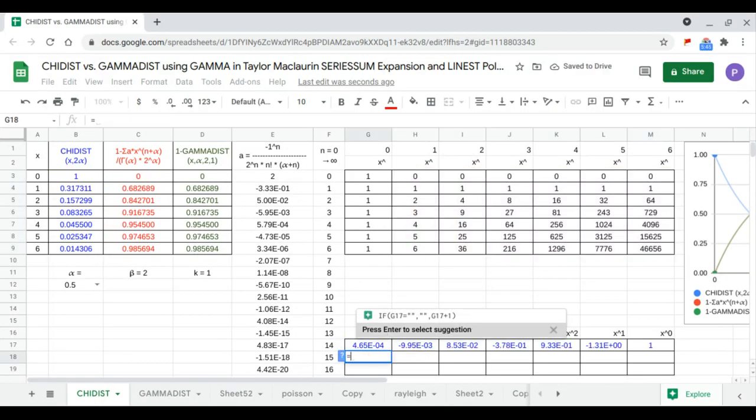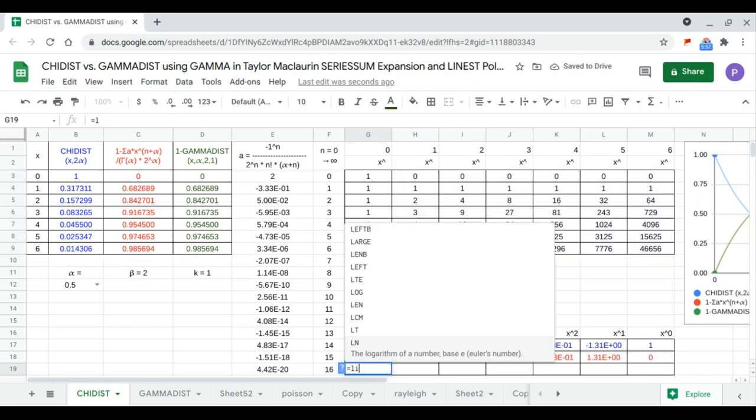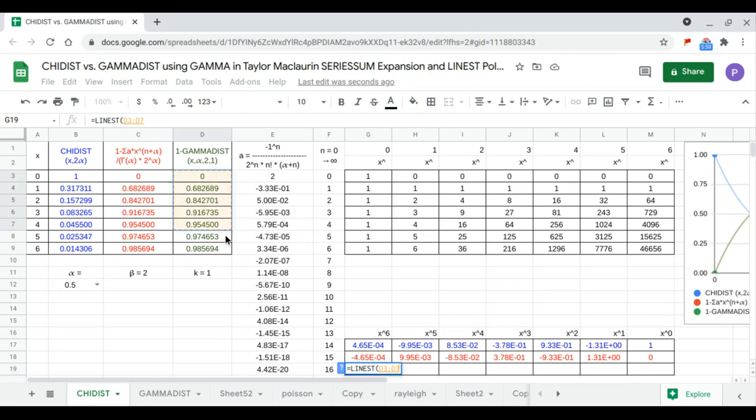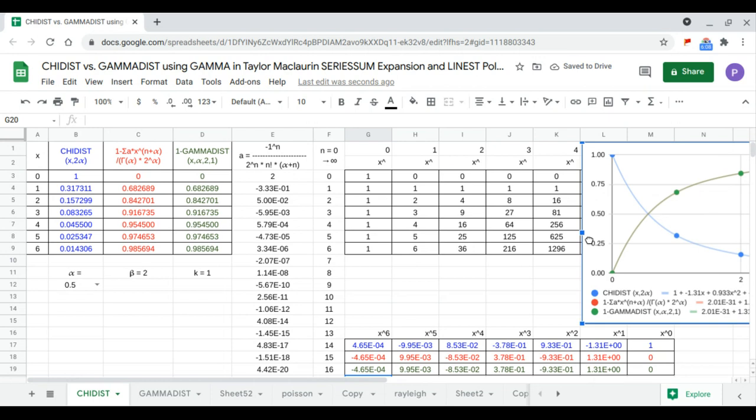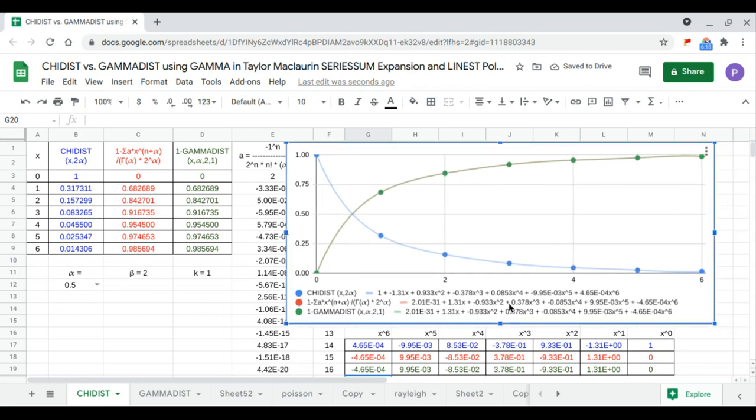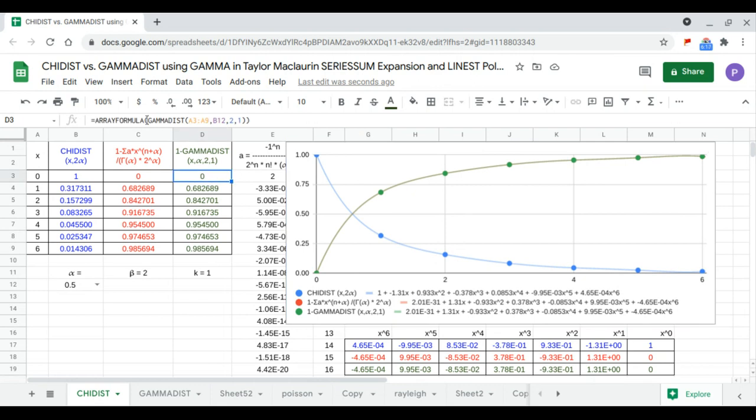And here we have LINEST. That's the expansion, data y, and data x. And finally, the GAMMADIST. So LINEST, data y, gamma, data x. And we modify our formulas. So begin with the GAMMADIST. We factor in 1 minus.